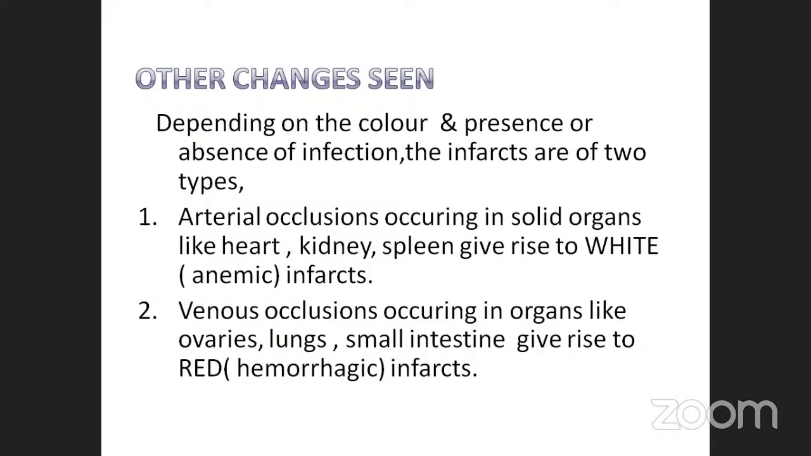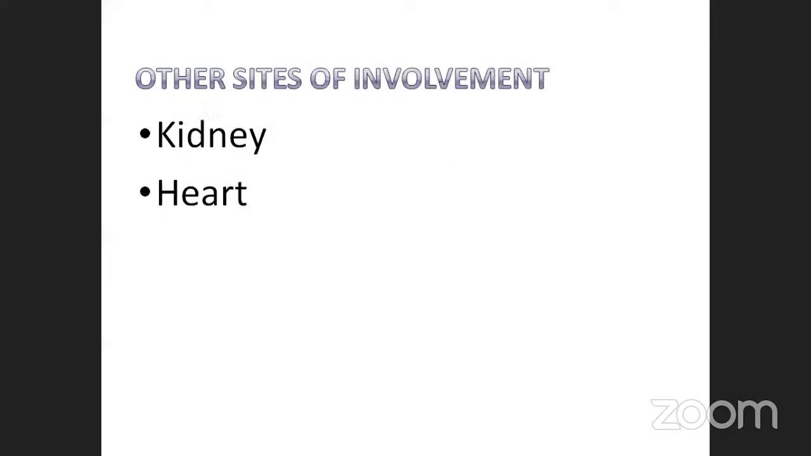So whenever the arterial blood supply stops, the infarct is always pale and white. That's why it is called anemic. In case of occlusion of venous drainage, the blood gets stagnated in the organ, and that causes hemorrhagic necrosis and infarct of that organ. A common example is gangrene of the intestine, where mesenteric vein thrombosis occurs and you get a hemorrhagic infarct of the small bowel. So it is a red infarct. The other sites of involvement are kidney and heart.